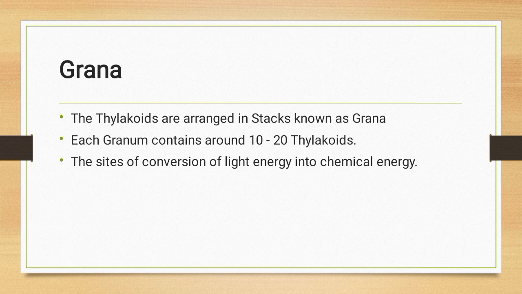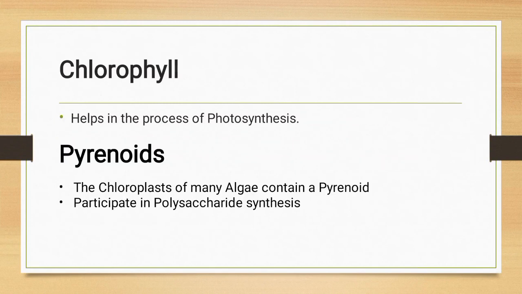The next is grana. The thylakoids are arranged in the stacks known as grana. The group of thylakoids is known as granum and each granum contains around 10 to 20 thylakoids. Grana are the sites of conversion of light energy into chemical energy. The next is chlorophyll. Chlorophyll is a green photosynthetic pigment that helps in the process of photosynthesis. The next is pyrenoids. The chloroplasts of many algae contain a pyrenoid. Pyrenoids participate in the synthesis of polysaccharides.